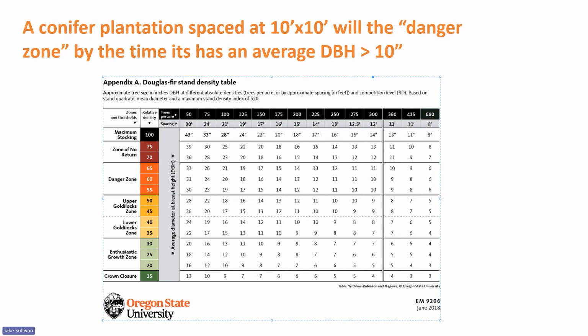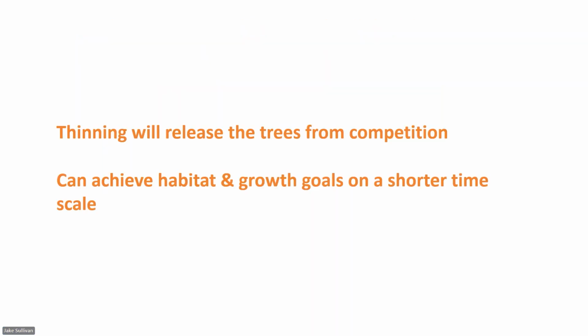These tables are used a lot in industrial forests where they basically try and keep trees in what's called the Goldilocks zone. So once your stand gets into the danger zone, you'll thin it back to lower Goldilocks and repeat and repeat. That way you're capturing the best growth and extracting products. Very site specific though, because of logging costs and other things, like access. In general, though, thinning will release the trees from competition, and it can achieve habitat and growth goals on a shorter time scale.